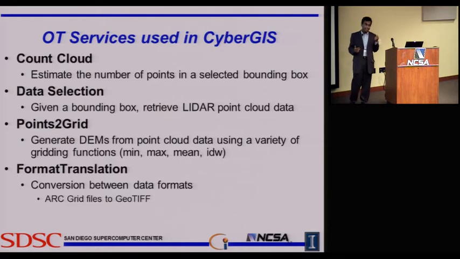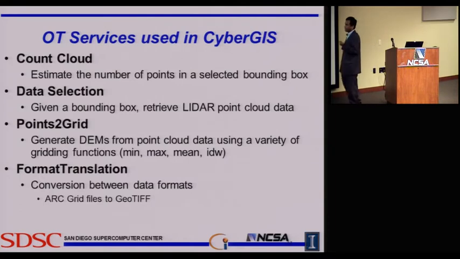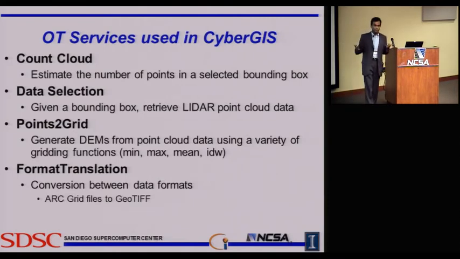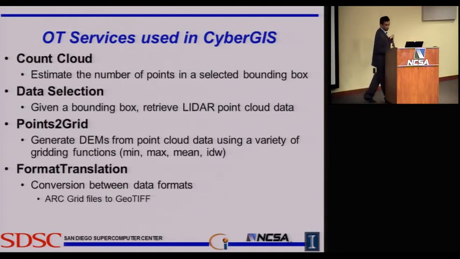The other service is to actually select the data. So you select the point cloud data with the data selection service, and Point to Grid is a service which converts this point cloud data into a DEM, a digital elevation model, which is what is needed as an input for viewshed analysis. There are various ways of converting from point cloud to DEM data, and there are various parameters which we pass through. These are all hidden from the user. And finally, there is a format translation service to translate from an ARC grid, which was the format OpenTopography was generating, into GeoTIFF data, which was what was being used by viewshed.